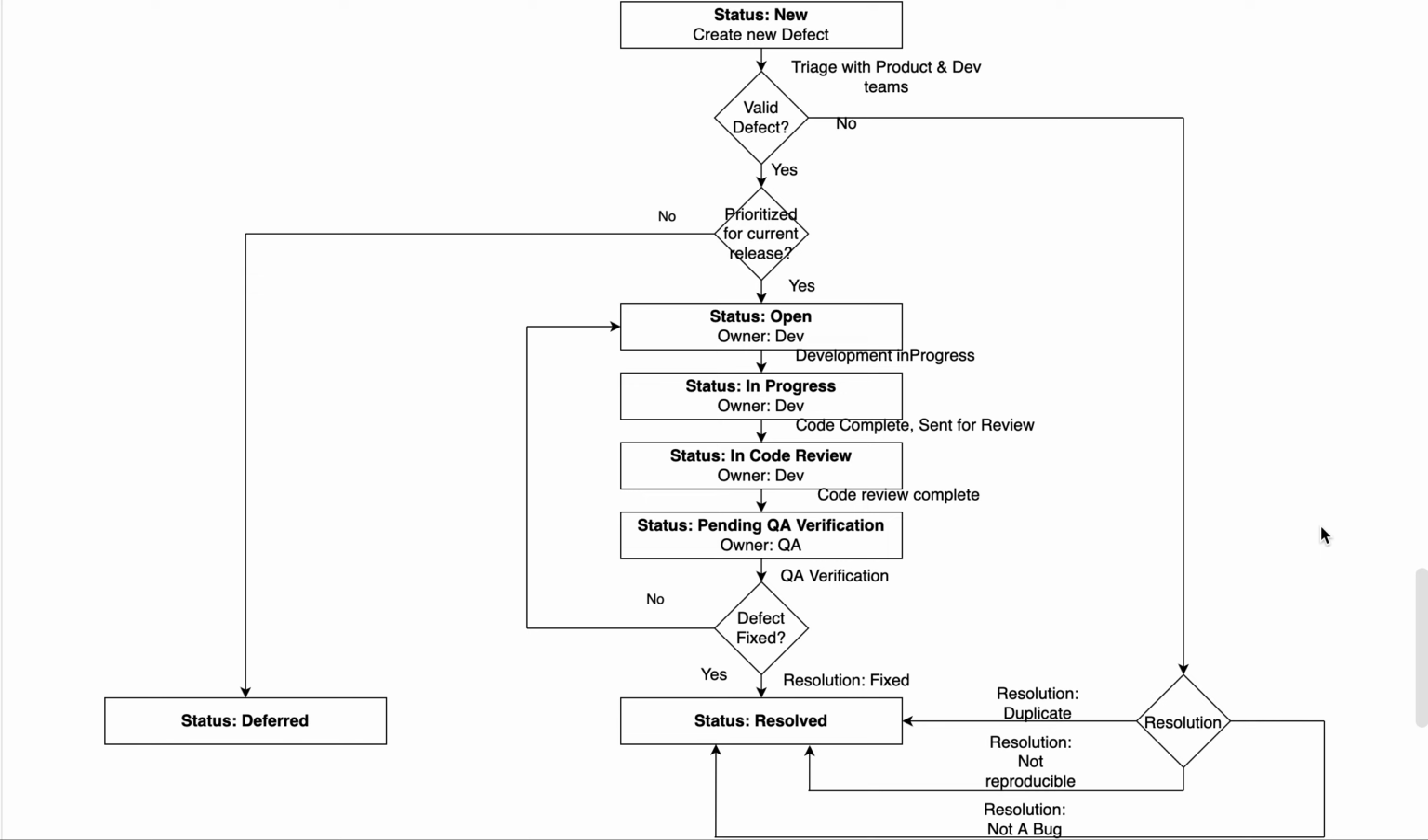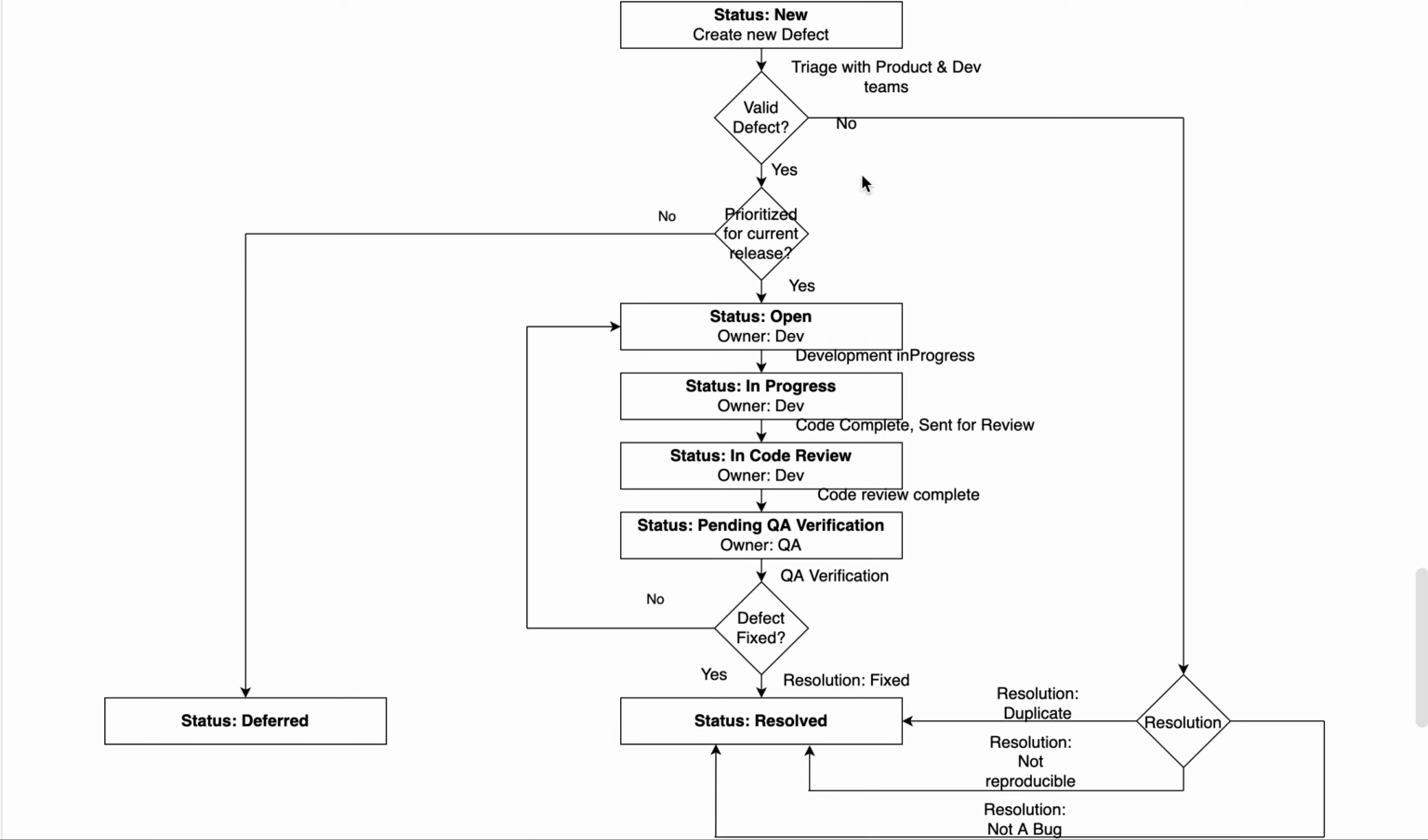Not reproducible: let's say we create a defect but it is not reproducible now. Maybe it was happening because of test environment issues or something like that. That's when we say resolution not reproducible. If there is an already existing defect, then we resolve it with resolution duplicate. So finally the status will be updated as resolved.